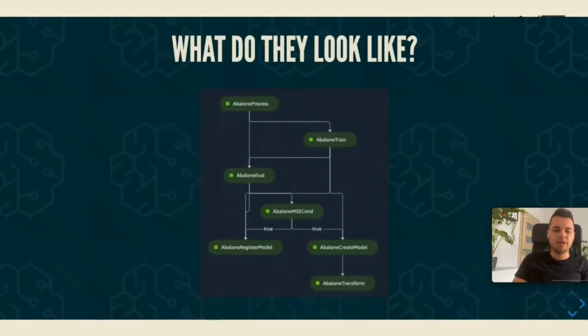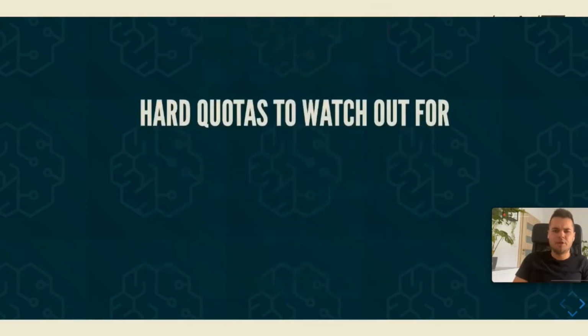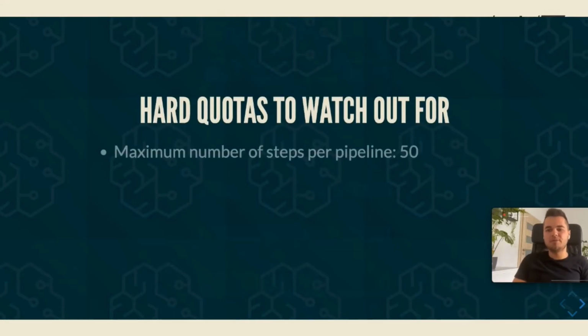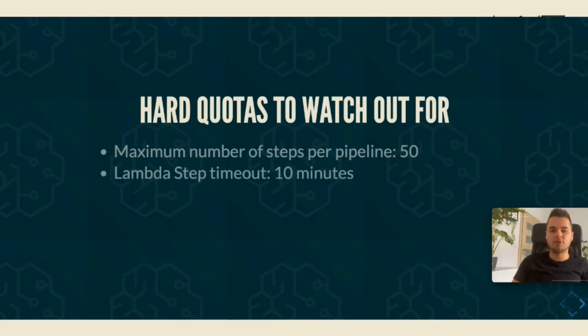What do they look like? Most of those boxes are SageMaker entities, but they can also just perform some API calls or do some if-else branching. There are some hard quotas to watch out for. Maximum number of steps per pipeline is 15. That's not much in more complex workflows. The Lambda step timeout is only 10 minutes instead of the usual 15.